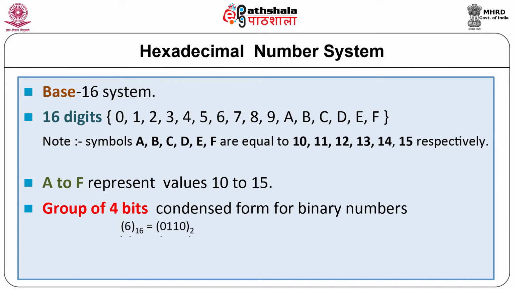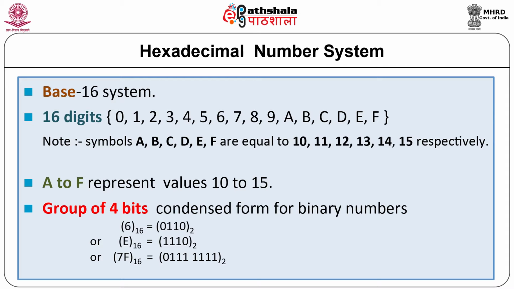Hexadecimal number is a group of 4 bits condensed form of binary. So for example, 6 in hexadecimal can be represented as 0110 in binary. Similarly, E in hexadecimal can be represented as 1110 in binary.